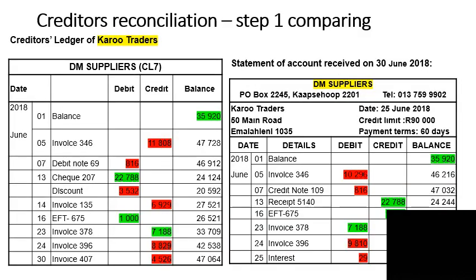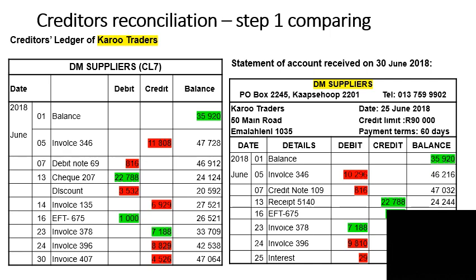Now, we have the creditors ledger and the statement that was received. We want to do our step 1, which is comparing. We compare invoices with invoices. We compare debit notes with credit notes. We compare cheque numbers with receipt numbers. We compare discount with discount. We compare EFT with EFT.